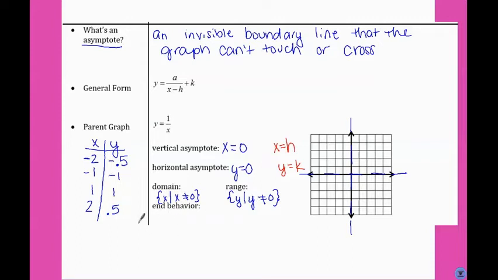End behavior. Let's graph it first. So negative 2, negative 1/2, negative 1, negative 1, 1, 1, and 2, and up 1/2. What this looks like is two little curves like this that don't touch or cross the asymptotes. The other thing you need to be careful of is that near the asymptotes, the graph is going to get closer and closer and closer to them, and it's just going to get as close as possible.